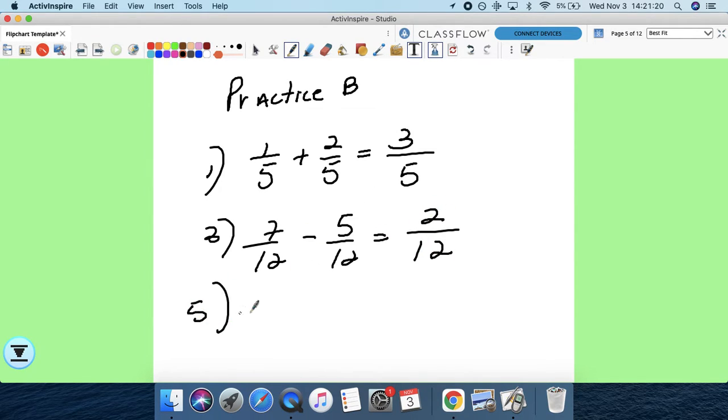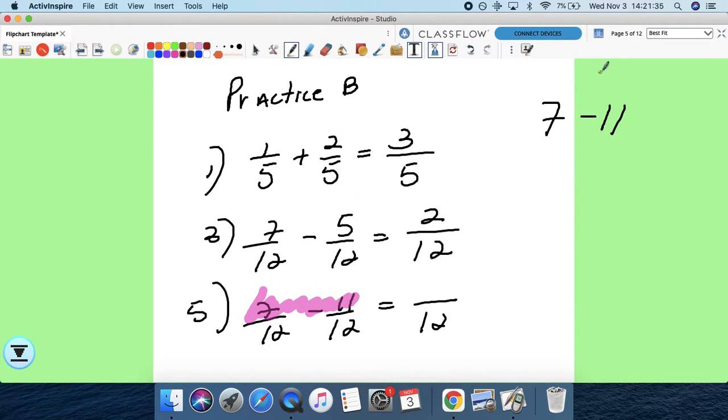Number 5, 7/12 minus 11/12. It's okay. So that's a 12 at the bottom. Then 7 minus 11. Let me put this over here. Right? Let's focus on that. It's a positive minus a positive, so it really is a positive minus a negative, right? And then 7 plus negative 11. Are they friends? No. The negatives are going to win, so we get negative 4. So that's negative 4 over 12.